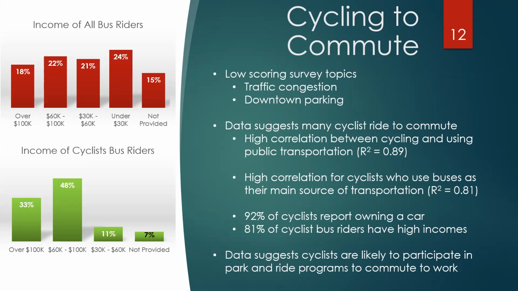Cyclists who use buses reported that 92% of these people have vehicles, so they have options. Not only that, they're not necessarily poor. If we look at the top left, we'll see that demographics of regular bus users run all income levels, roughly about equally, more or less. Whereas with cyclists, most cyclists who use the bus make 60,000 or more a year. So money is not an issue. These people are doing it for other reasons, and they have options.